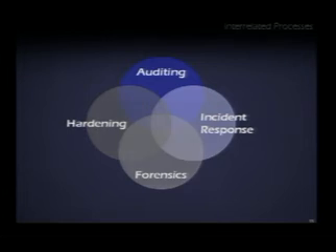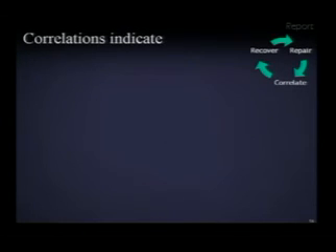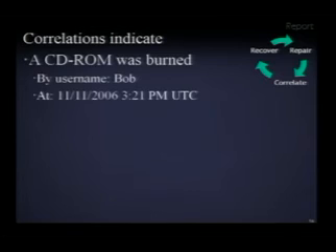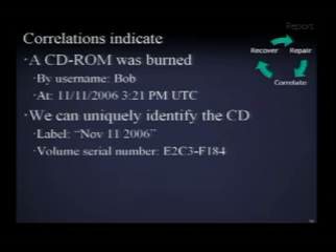So we do that. We can look at the correlations and determine that a CD-ROM was burned. We've got a SID in the application log associated with the events, and the timestamps on the events correlate with the timestamps. So we know the burning was occurring, and this shortcut refers to the CD that was in the drive at the time it was being burned. We've got a SID in the event log. The shortcut holds a label for the CD that looks like a date, and we've got a volume serial number.